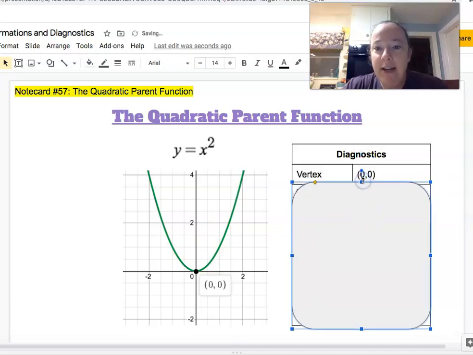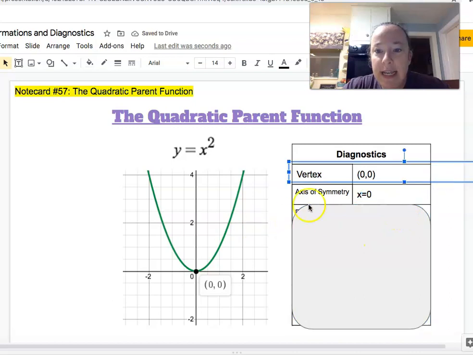Now, let's do the diagnostics. Of course, the vertex is (0, 0). The equation of the axis of symmetry is x equals 0 because that's the vertical line that goes through the vertex.